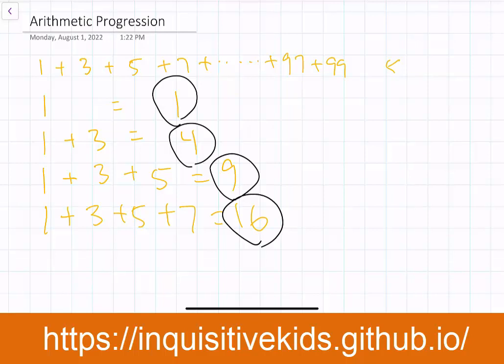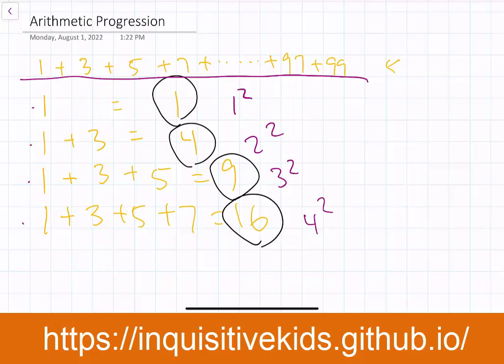If there's one number, it's 1 squared. If there are two terms added together, it's 2 squared. If it's 3, 3 squared. And if it's 4, 4 squared, and so on. All we have to do in order to solve this expression is find how many numbers are here, how many terms are in this sequence. And then our answer would be n squared. So how do we find the number of terms in this really long sequence?